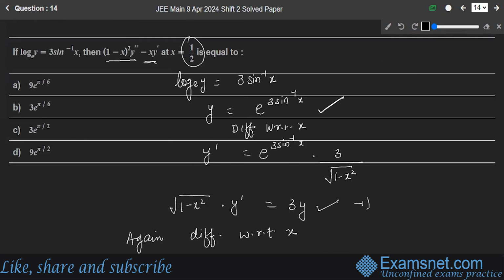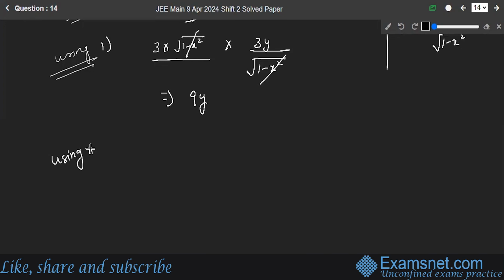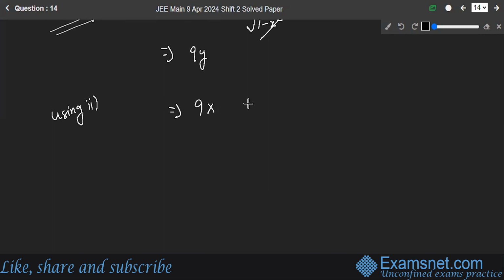And what was the value of y? Y was equal to this. Now let's say this is 2. So using 2, you will have 9 into e power 3 sine inverse x. And I'm going to put the value for x as 1 by 2. So this will be 9 into e raised to power 3 sine inverse 1 by 2. That is going to give you sine inverse of 1 by 2, that is equal to pi by 6.